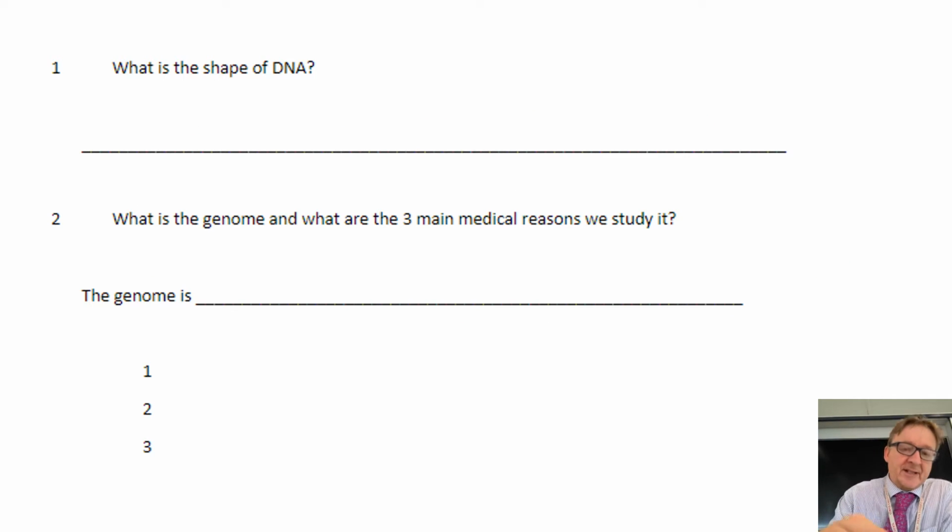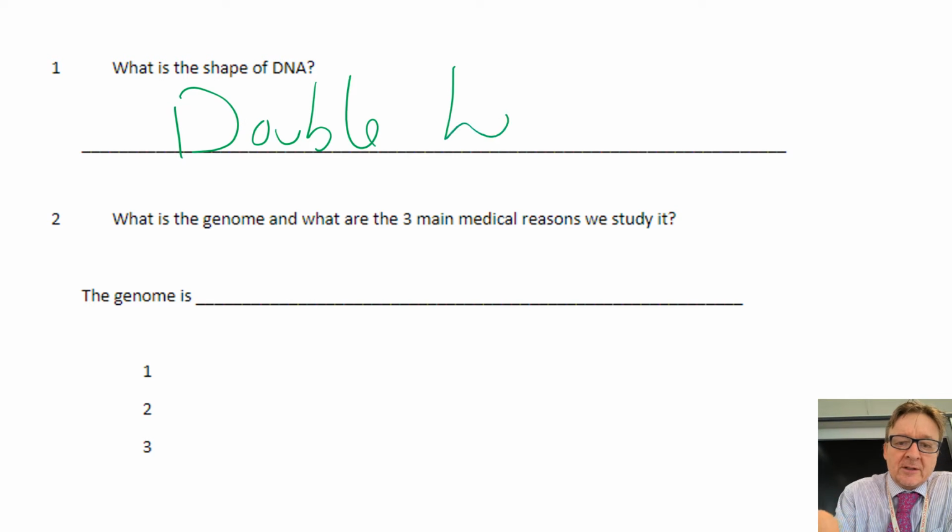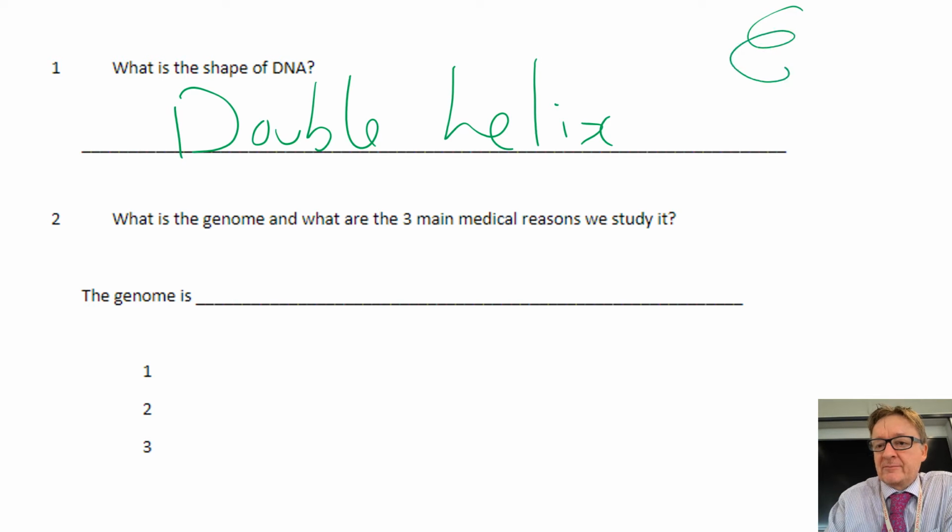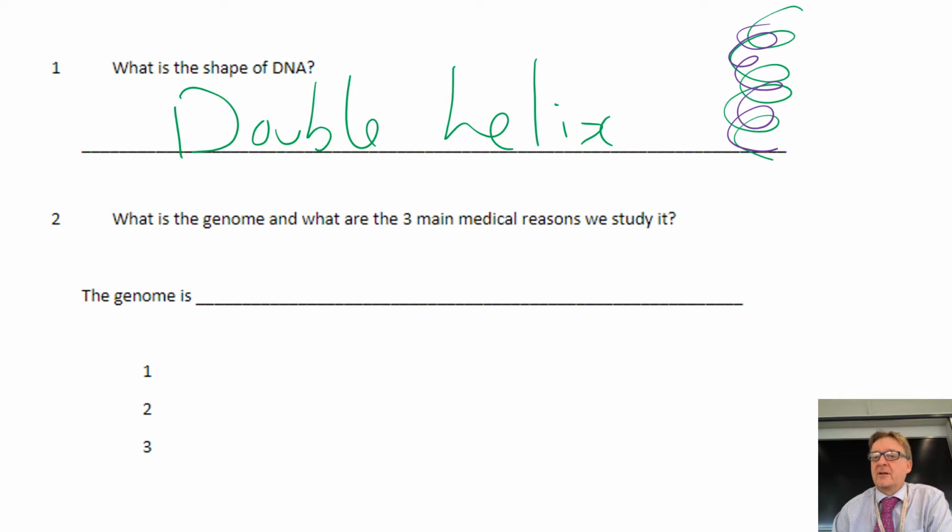What shape is DNA? DNA is a double helix. Wow, I'm writing big there. So it's a bit like a spring, right? And then it's kind of, I'm terrible at drawing this, it's kind of then got another spring that runs along with it. So it's like a double helix.